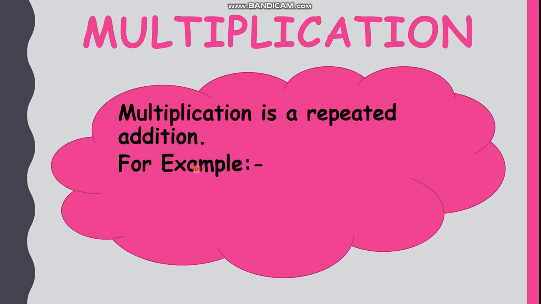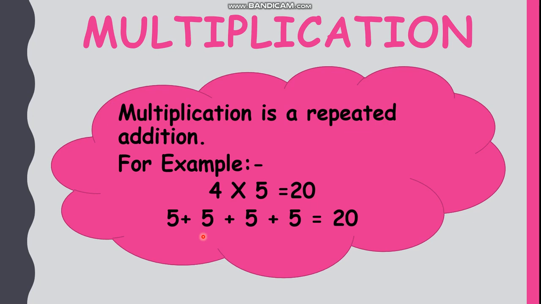Let's see how with the help of an example. 4 times 5 are 20. But what did I say multiplication is? It is repeated addition, meaning adding the same number again and again. So you can write it this way as well: 5 plus 5 plus 5 plus 5 equals 20. In both ways you get the same answer. So what can you say? Multiplication is repeated addition.